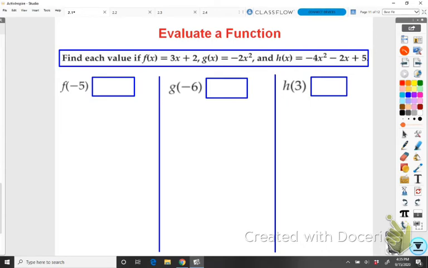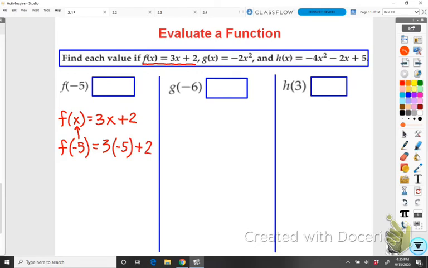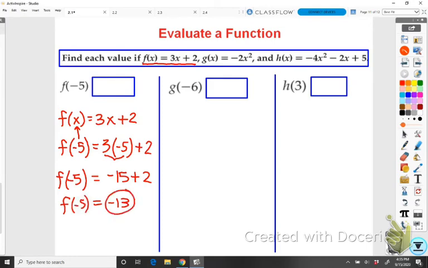So f of -5 means I'm going to start with this f of x function. So I'm going to write that down so we know which one we started with. They want us to find f of -5. So that means for x, I'm replacing a -5. So if on the right side, I replace x with -5, I just want to see what the output's going to be. So this stays f of -5. And this is -15 plus 2, which is a -13. So if I input a -5 into the f function, I get an output of a -13. So that's our answer, -13.